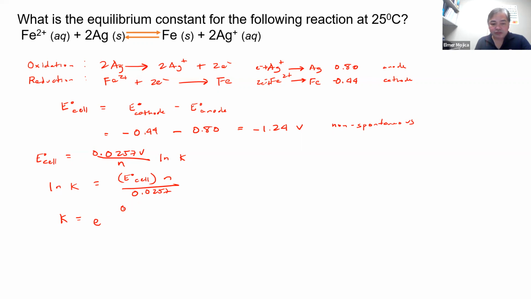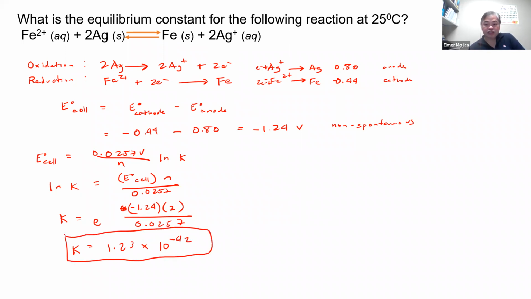E cell that you have there is equal to negative 1.24, and n is 2 moles of electrons, divided by 0.0257. If you get the value of that and raise it to the e, you have here a negative, so you're going to get a negative exponent. You will end up with 1.23 times 10 to the negative 42. So this is indeed a very small number, less than 1. That's the prediction that we have.